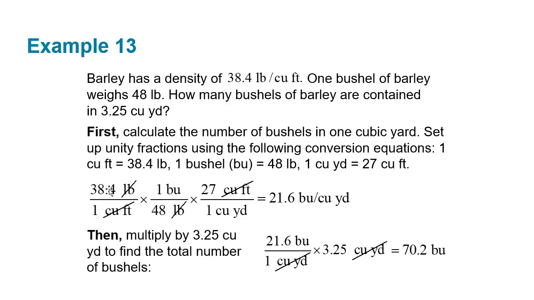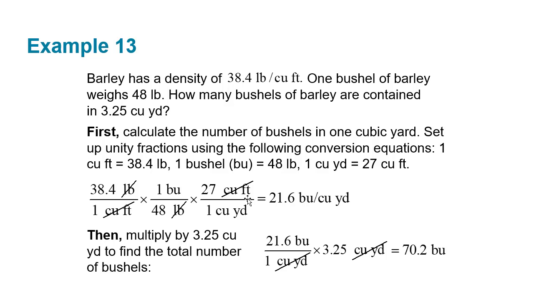So here's our cubic foot and pounds. They tell us there's 384 pounds per cubic foot. You can see per turns into a fraction. Now we've got how many pounds are in a bushel, right? 1 bushel weighs 48 pounds. So there's 1 bushel equals 48 pounds. There's another unity fraction. And the pounds will cancel. And now we're in bushels per cubic feet.